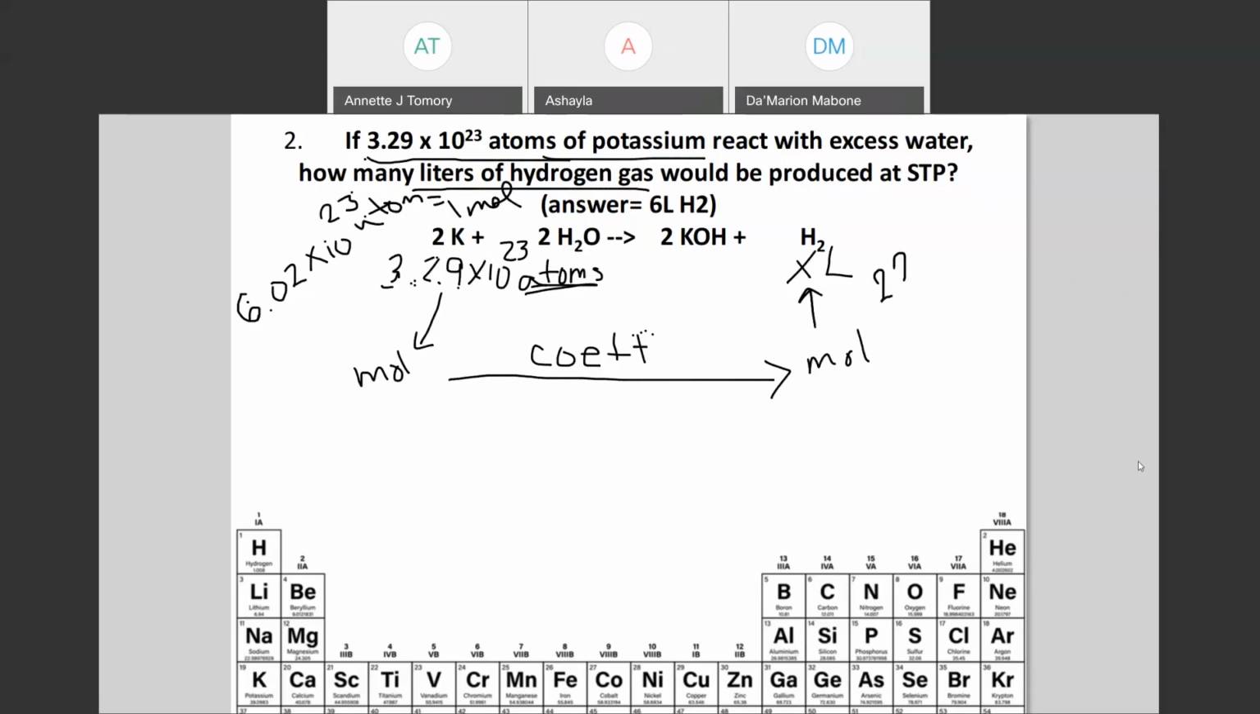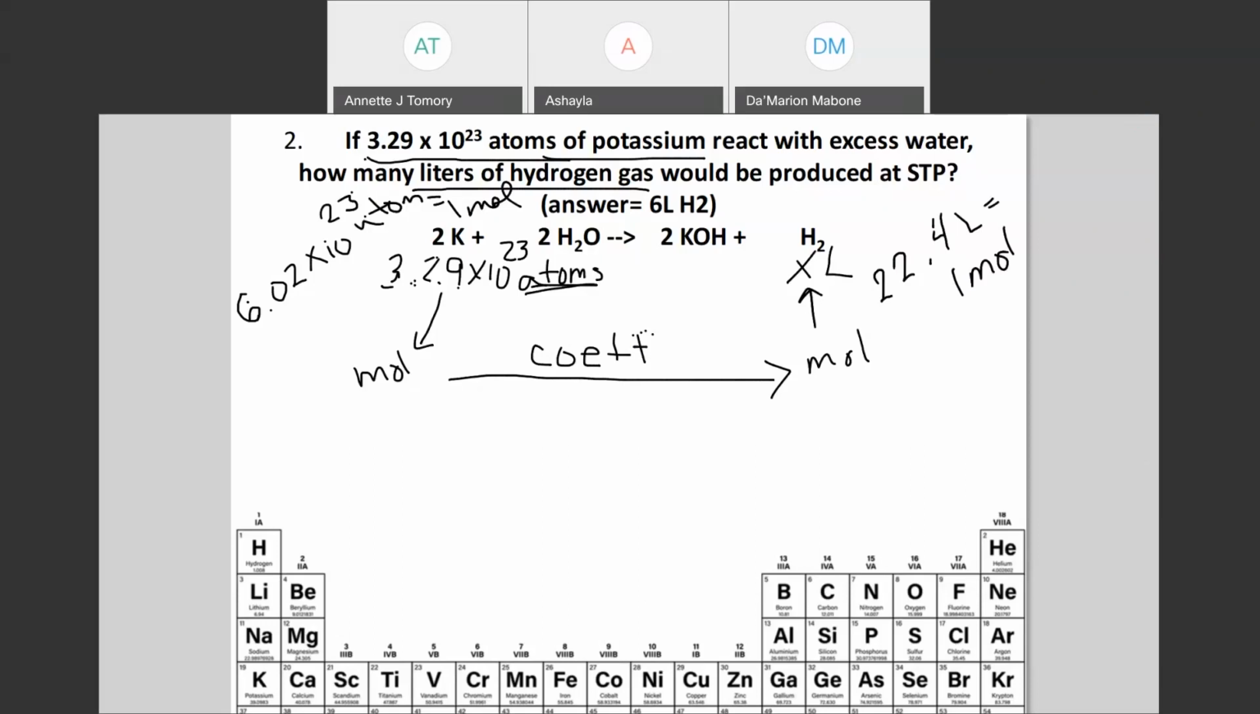Look on the screen. 22.4 liters is equal to 1 mole. All right, you guys remember these numbers now? It's been so long since we've used these numbers.